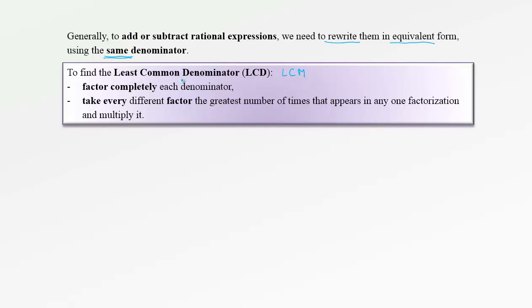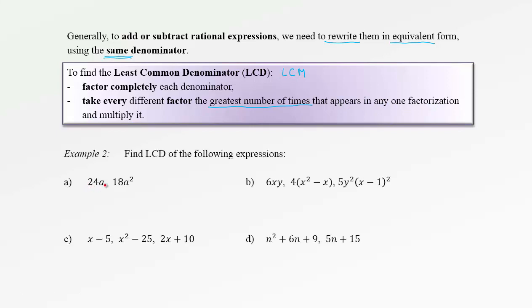So to find the least common denominator, we need to factor completely every denominator that we work with. And then we need to take every different factor to the greatest number of times that it appears in any one factorization and multiply them. So let's see how it works. To find the least common multiple for these two expressions, what we do is find the LCM for the numbers. So work with numerical coefficients first.